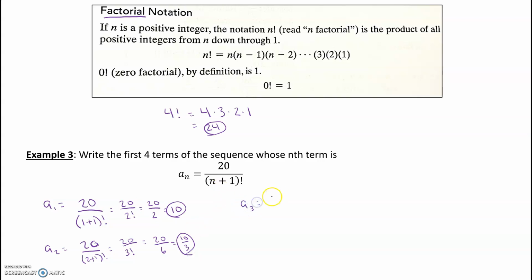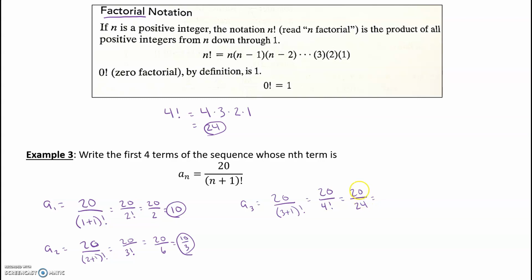Our third term, 20 over 3 plus 1 factorial. So it's 20 over 4 factorial. And again, remember 4 factorial is 4 times 3 times 2 times 1. And we actually have it right here. So 24.